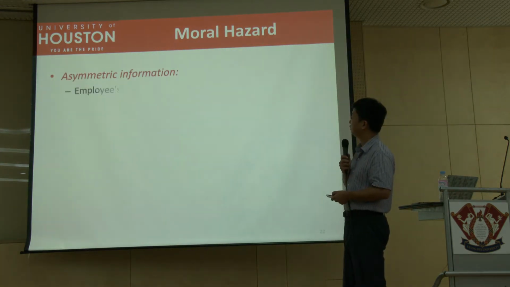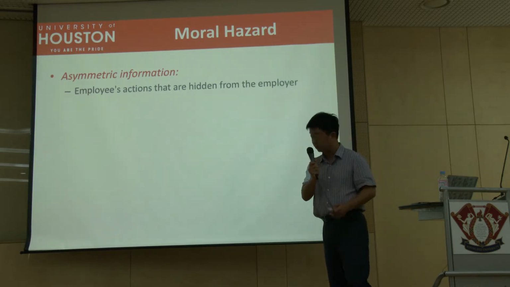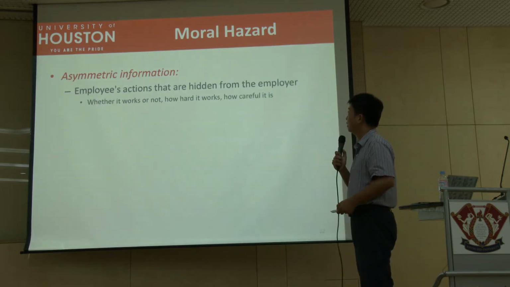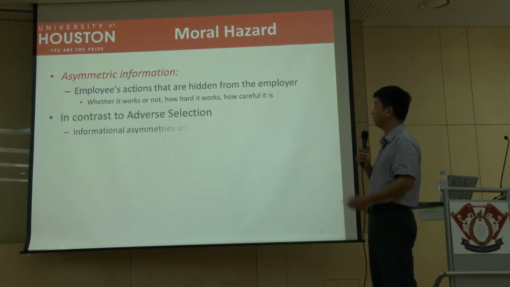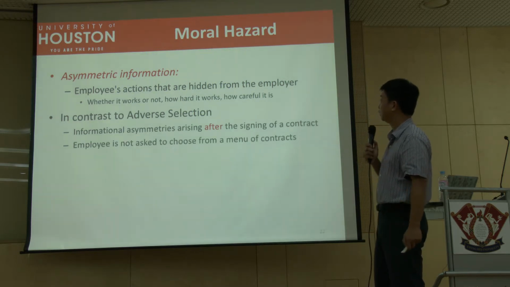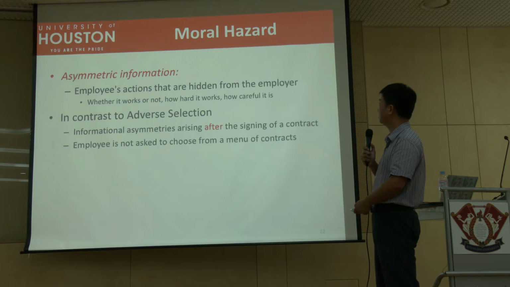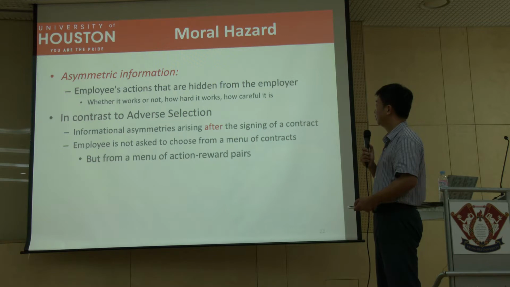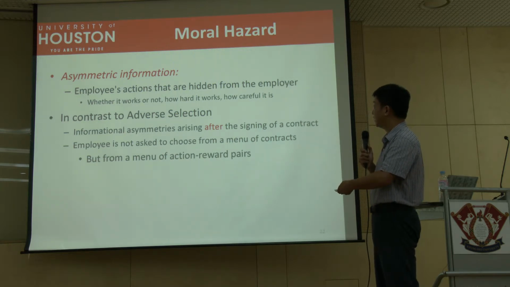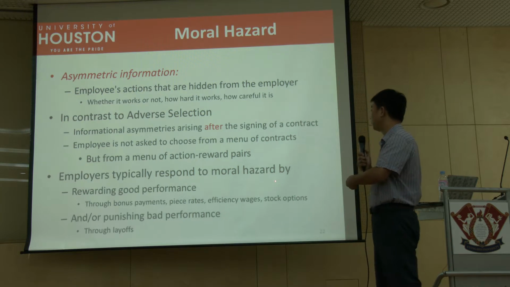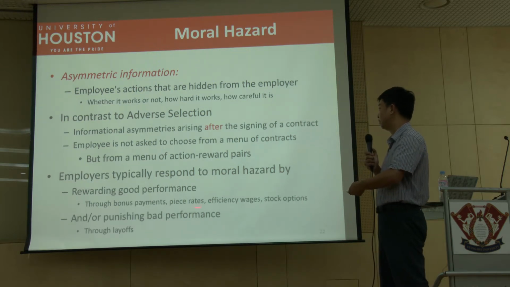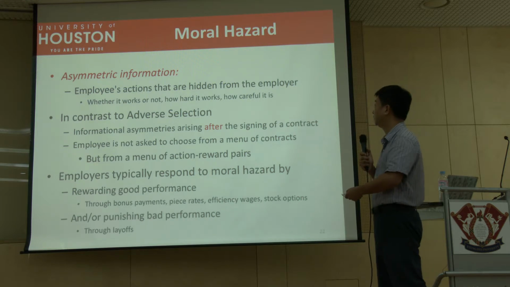So for moral hazard, the asymmetric information is that the employee's action is hidden from the employer. Whether they work, how hard they work, how careful they are, I have no idea. In contrast to adverse selection, the information asymmetry arises after I hire them. So the employer chooses not a menu of contracts but a menu of action-reward pairs. Typically the employer responds to moral hazard by rewarding good performance or punishing with layoff. This is the basic thing.